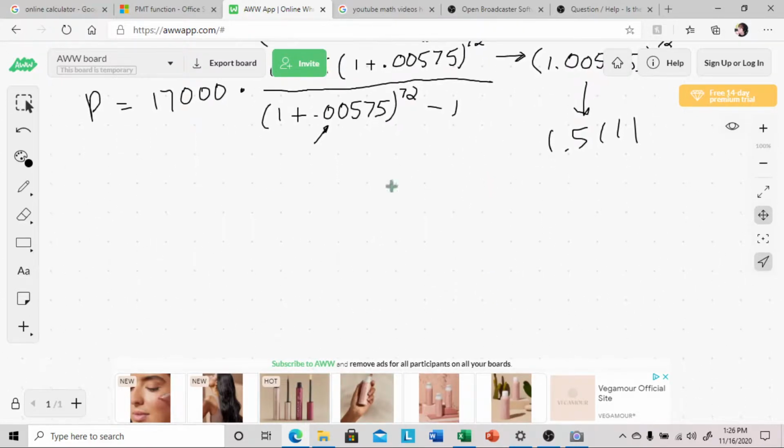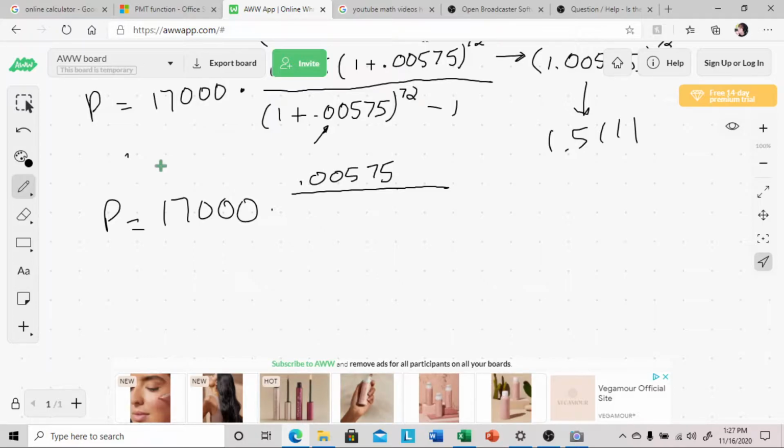Pan down a little bit here to get us some more room. So what do we have now? We've got P equals 17,000 times our R value, 0.00575. That's our interest rate, times 1.5111. And then the denominator, we have 1.5111 minus 1.